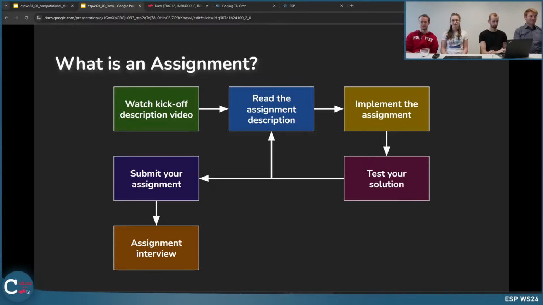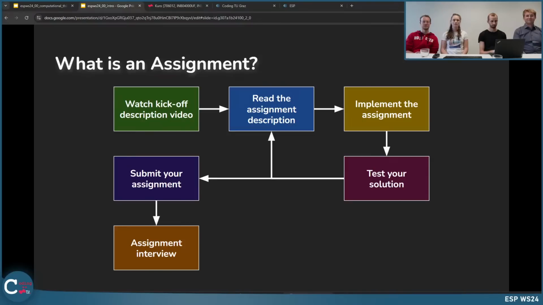Then when you have read through the description, you can start implementing your assignment. So you'll write C code, which fulfills everything we specified in the assignment description. Afterwards, we also provide some test cases to test your solution, which will tell you whether you implemented it like we described, or whether there are some differences. If there are some differences, you can of course return to reading and implementing your assignment. But if everything is fine, then you can finally submit your assignment. More details on that next week.